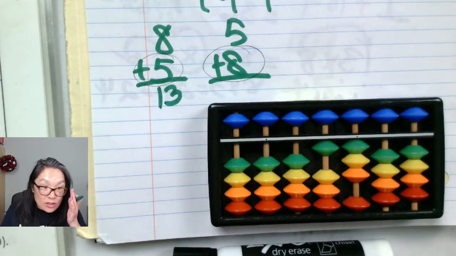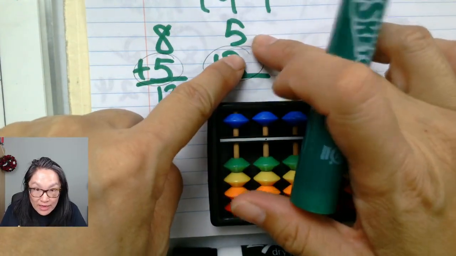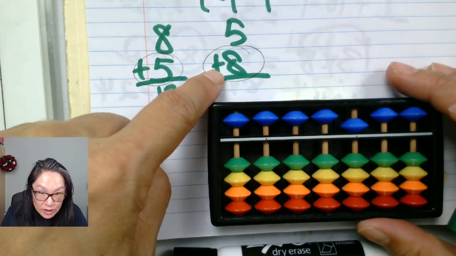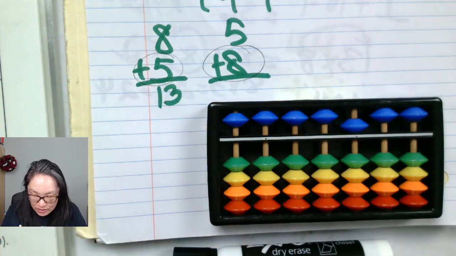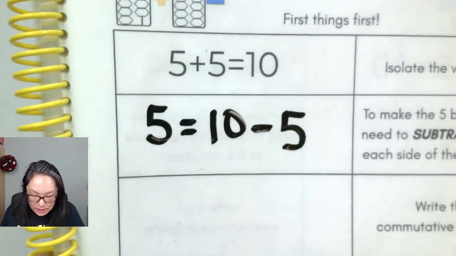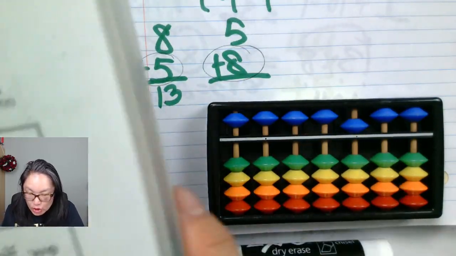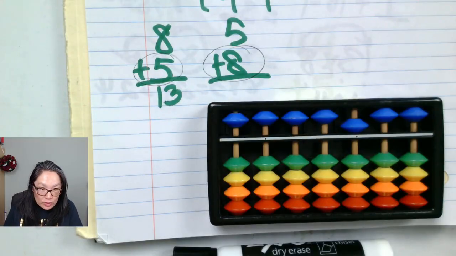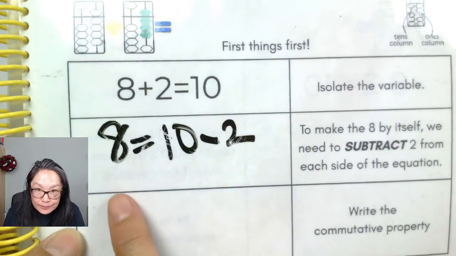So here is the two-step, right? We have the 5. We add the 5, not a problem. But then what we're going to do is plus the 8. When we add the 8, what are we going to do? We cannot add the 8. We don't have enough beads to add the 8. To add the 8, we know that we need to utilize our 10.